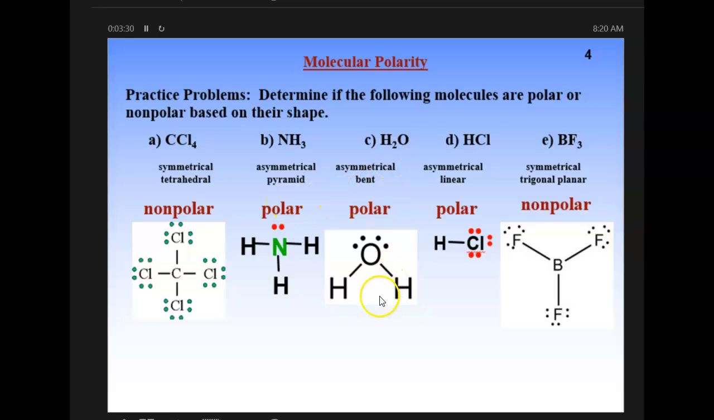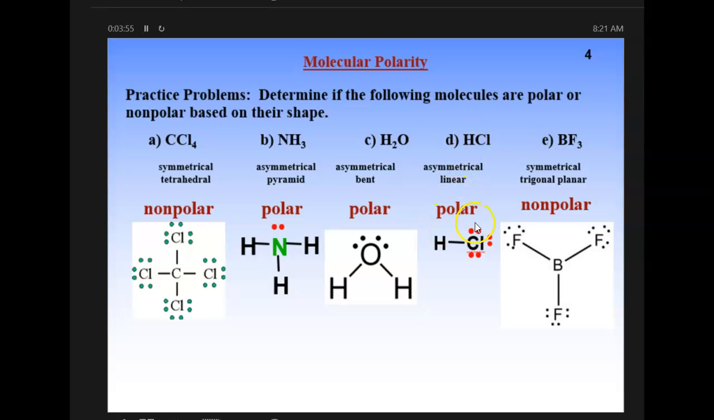Water, which we will discuss next semester, is the most polar substance known. Here we've got two unshared pairs, and then we've got hydrogen. What people will try to do is cut that down the center, which makes it symmetrical. But this is asymmetrical because it's got unshared pairs. All right, polar.